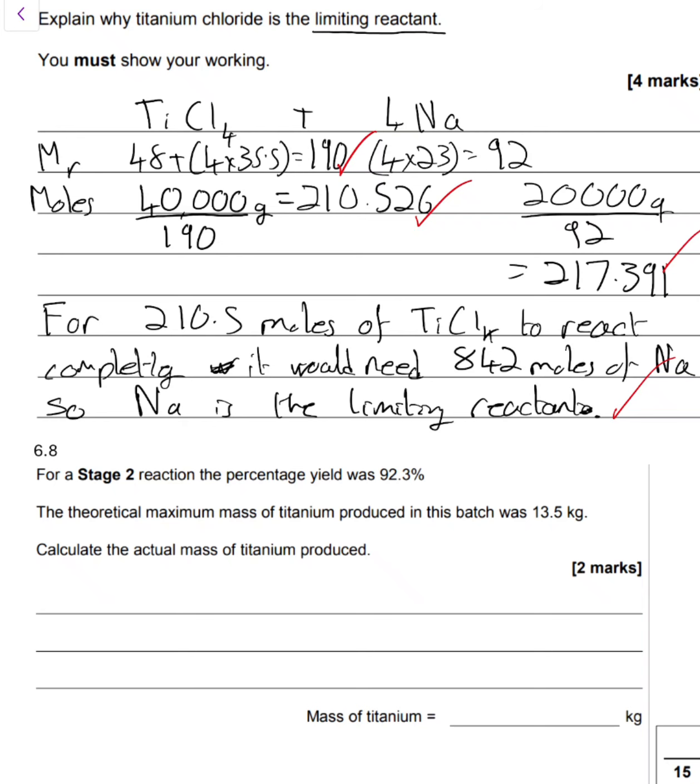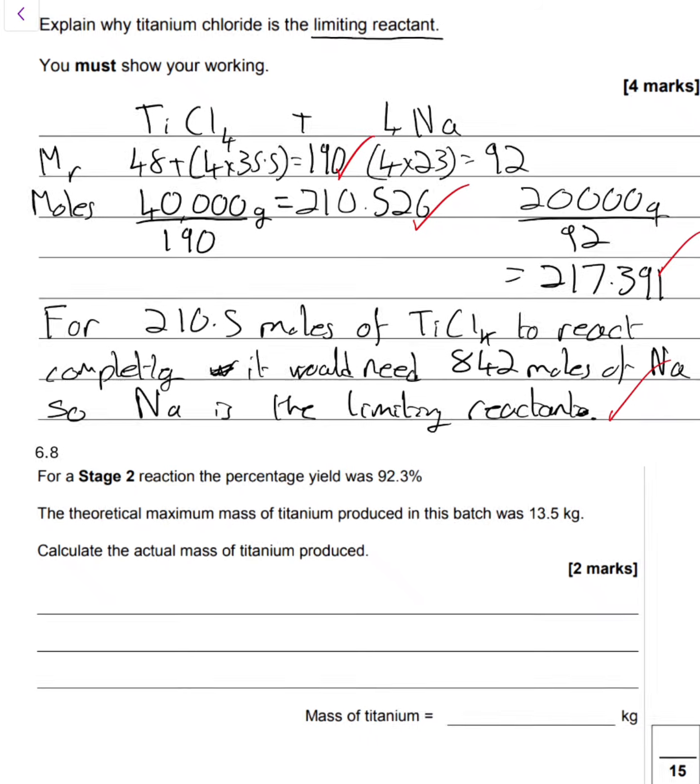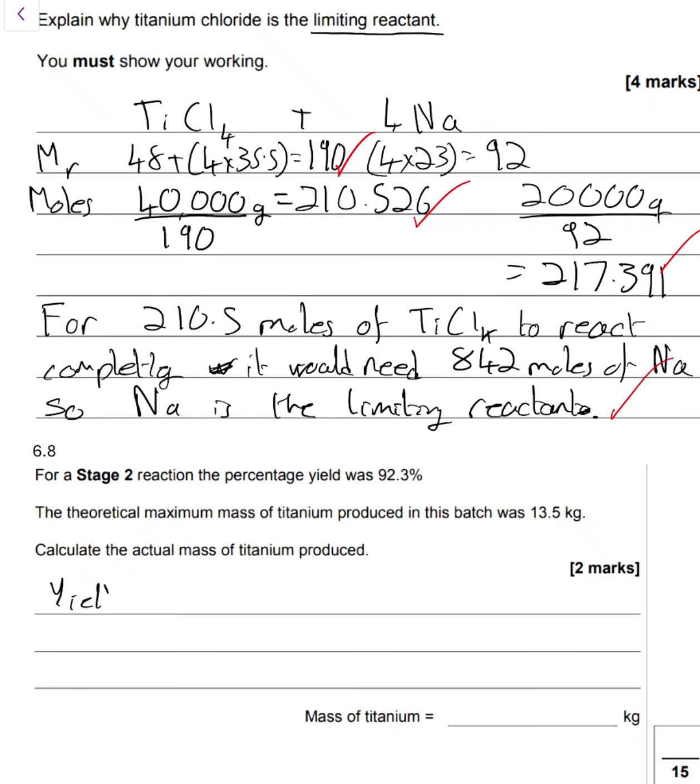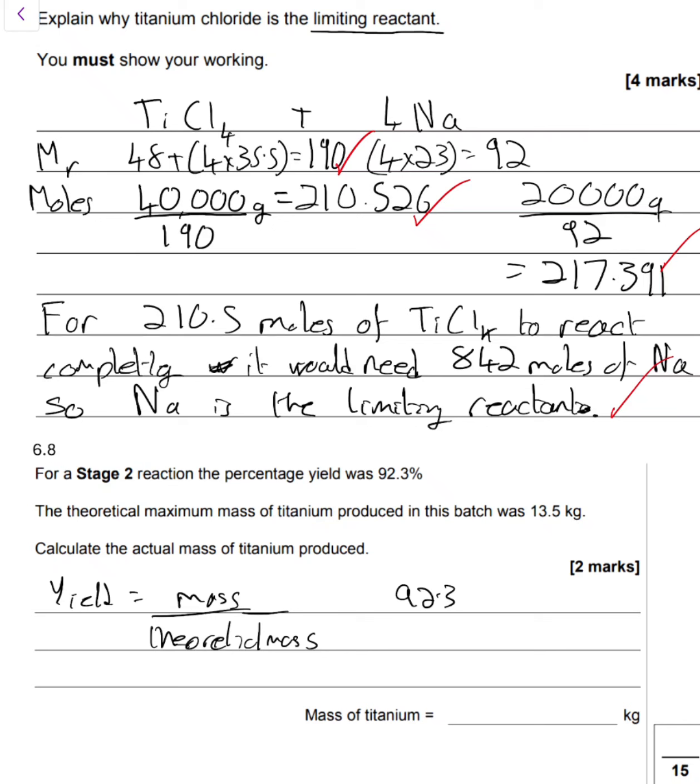So yield is just mass divided by theoretical mass. So let's just write that down. Yield is mass over theoretical mass. And so we've got our mass here. The maximum theoretical mass of the batch was 13.5 and the yield is 92.3. So we need to rearrange that. So if I write it out fully, we have 92.3% equals mass divided by theoretical mass, 13.5.